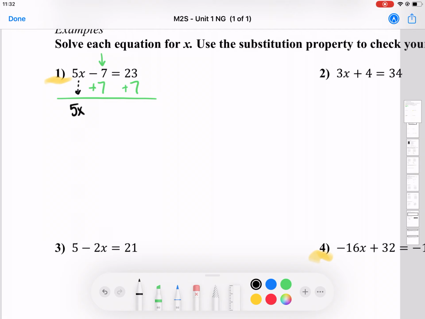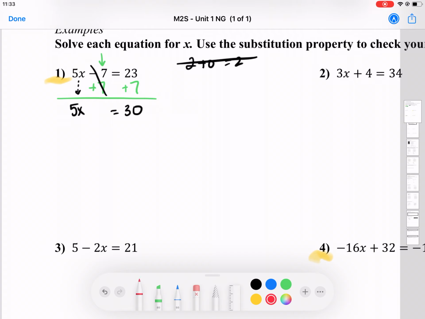The reason we do the opposite sign is because by doing that we get the additive identity. So -7 plus 7 is 0. Anytime you add 0 to anything, it's itself. So like 2 plus 0 is just 2, right? So we don't have to write it. That's why we call it canceling out. 23 plus 7 is 30.